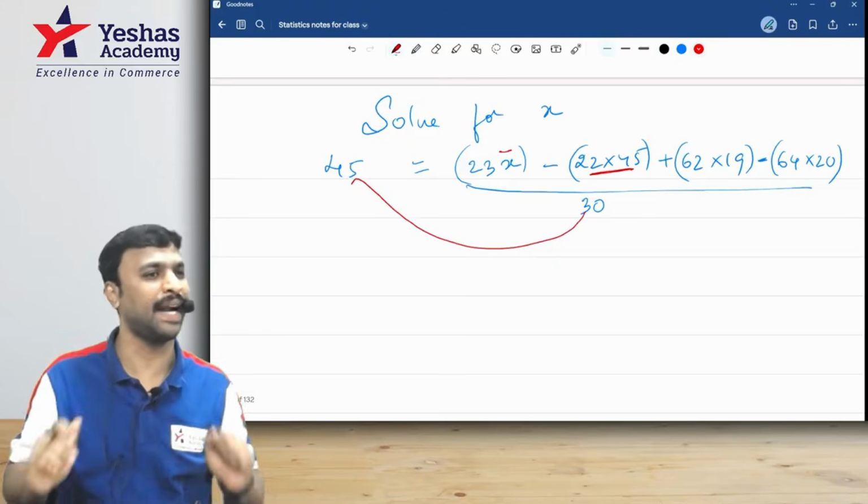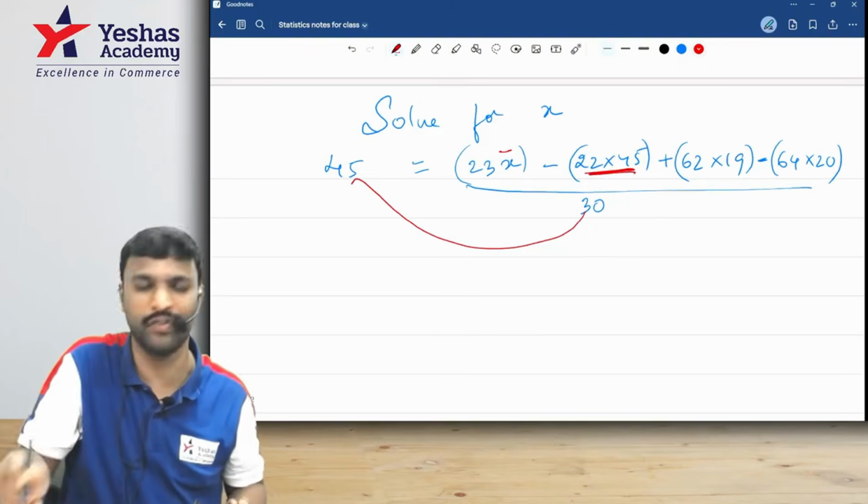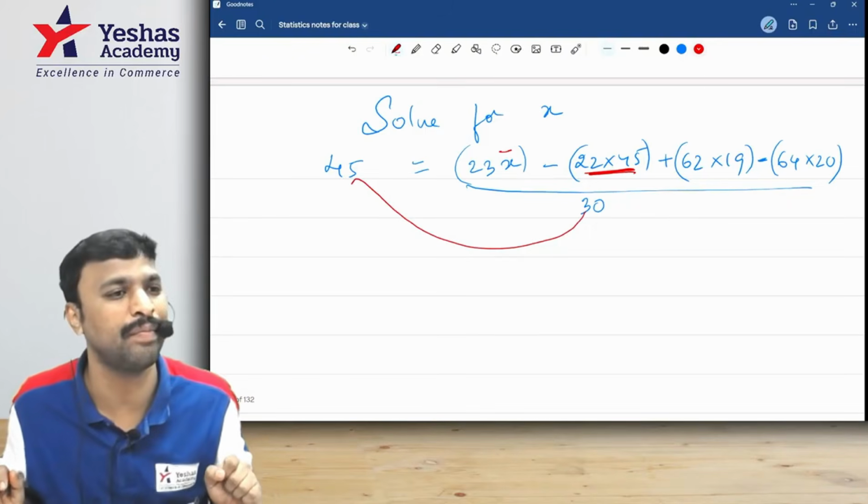Now, something subtracted with the x term. What is it? 25 into 45. Please do 25 into 45.